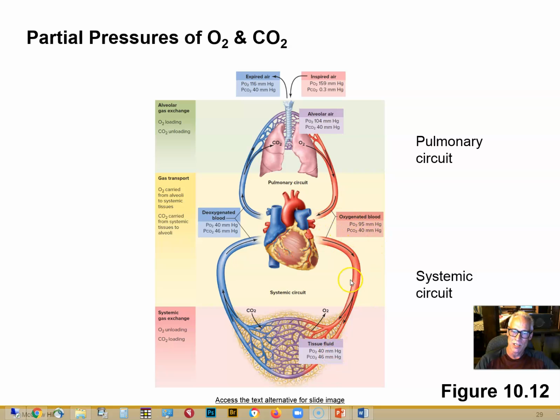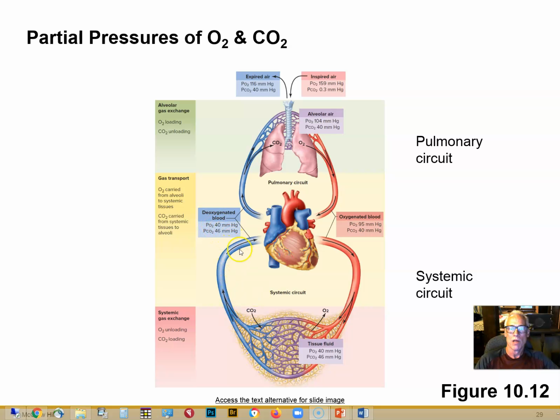And we bring this oxygenated blood into these blood capillaries and diffusion starts to happen. And by the time the blood leaves the capillary beds throughout your body, it exactly matches the fluid in the tissues. 40 millimeters of mercury partial pressure oxygen, 46 of CO2. Now this is at rest, not during exercise.